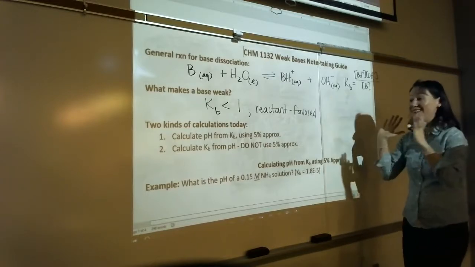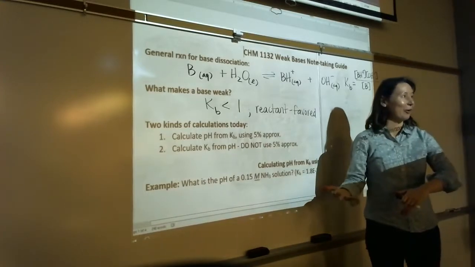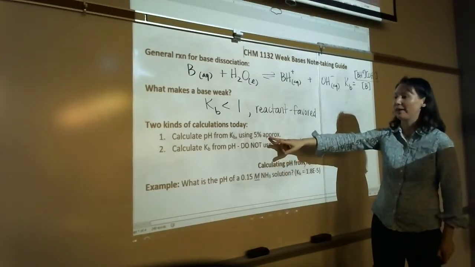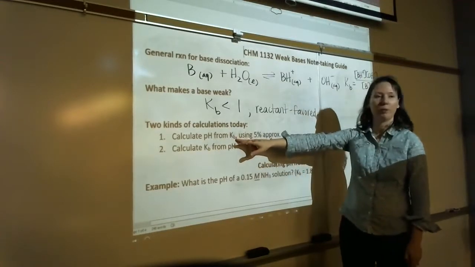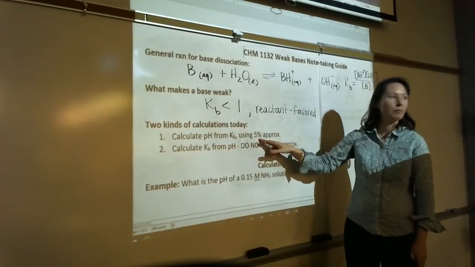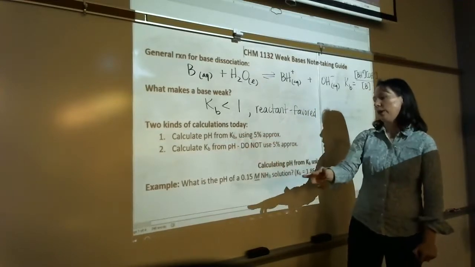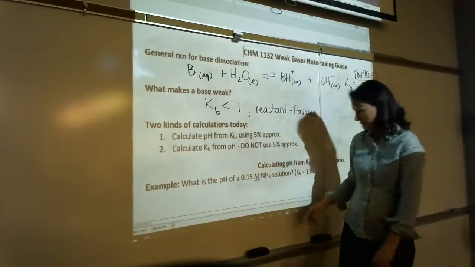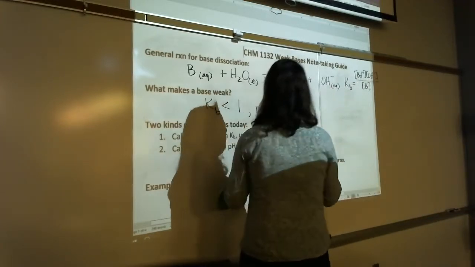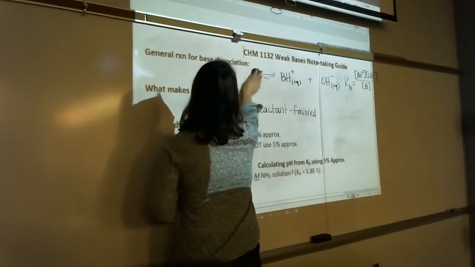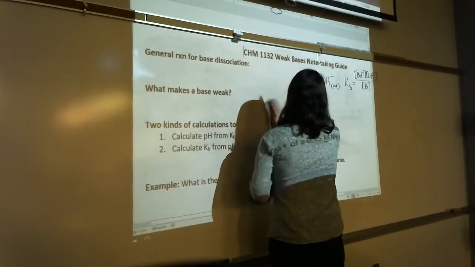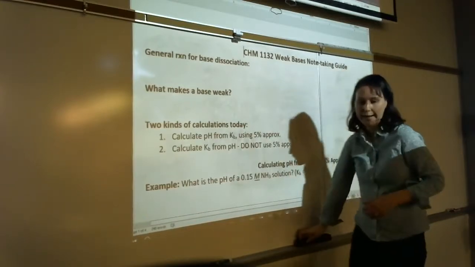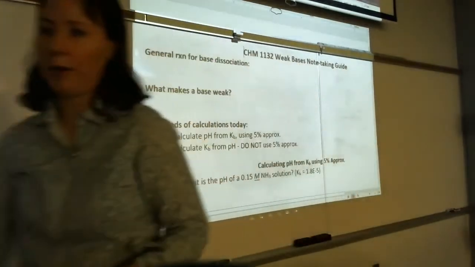Okay, now this is literally the exact same handout from last week. I just changed some things, right? We're still going to do calculating pH from the equilibrium constant. This will be using the 5% approximation, and then going the other way around, calculating the equilibrium constant from the pH. And we're not going to use the 5% approximation. But now we just have to modify that procedure to factor in the fact that this is now a base instead of an acid. So you're going to need your handout of K values.